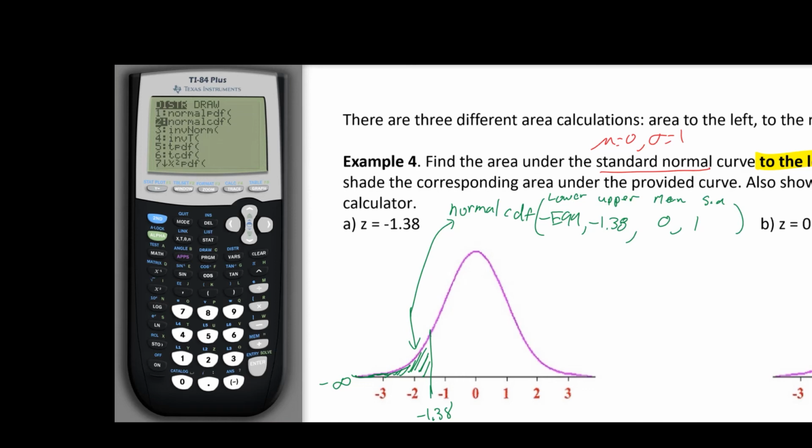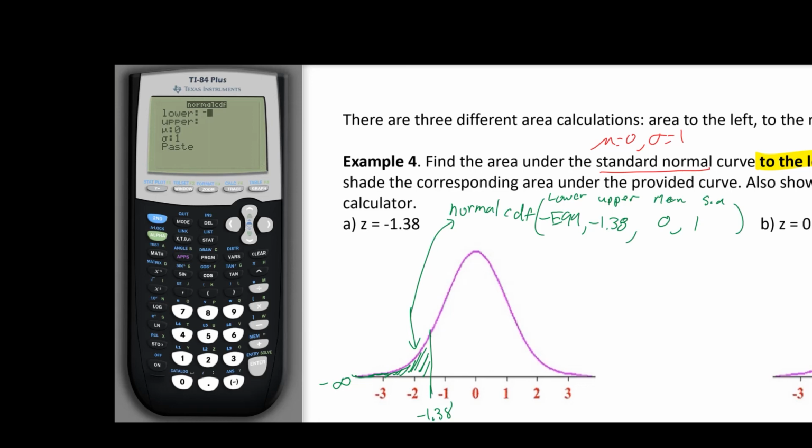That C represents cumulative, so it's going to accumulate from some lower value up to some upper value. If your calculator doesn't look like this, then put it in just the way you see it on the page: negative E99, comma, negative 1.38, comma, 0, comma, 1. But if yours does show you this user interface, then just go ahead and put in everything correctly. We want to start off with negative E99. The negative symbol is not the subtraction symbol. It's right underneath the 3, this little minus with the parentheses. That's a negative symbol.